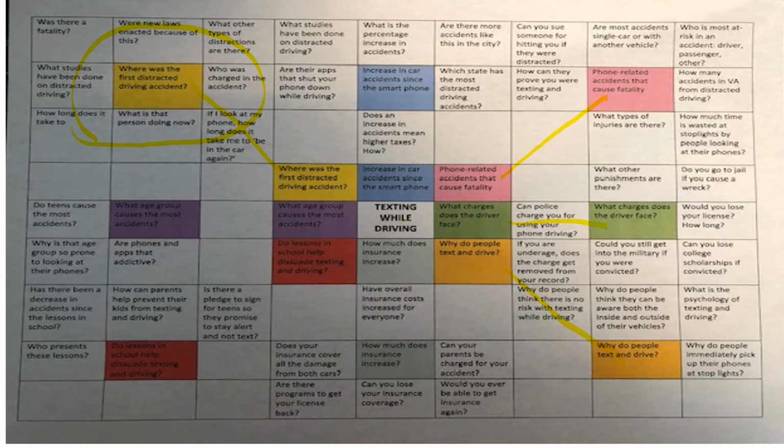Was there a fatality? Were new laws enacted because of this? What other types of distractions are there? Who was charged in the accident? If I look at my phone, how long does it take me to be in the car again? And what is that person doing now? And I have started a question and didn't finish it.